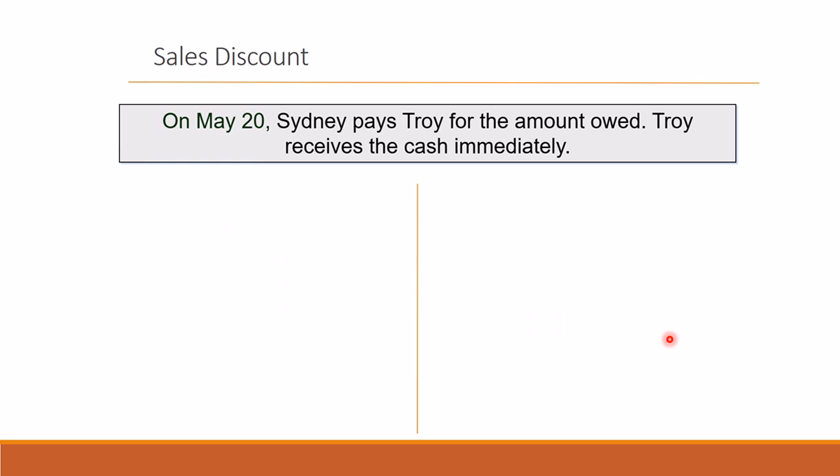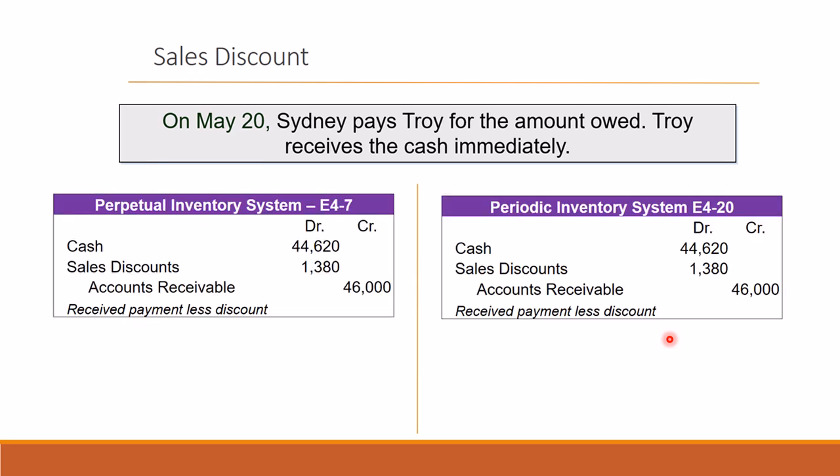So again, what do things look like on Troy's side when they're receiving payment? Well, it doesn't matter if we're talking about the periodic or perpetual inventory system. Some good news, the entry is exactly the same. We're going to debit or increase cash for $44,620, which is the actual amount due of $46,000 minus the 3% discount. We're also going to debit sales discounts for $1,380. That's the discount amount. And on the other hand, we're going to have a credit or decrease to accounts receivable for the total amount due of $46,000.